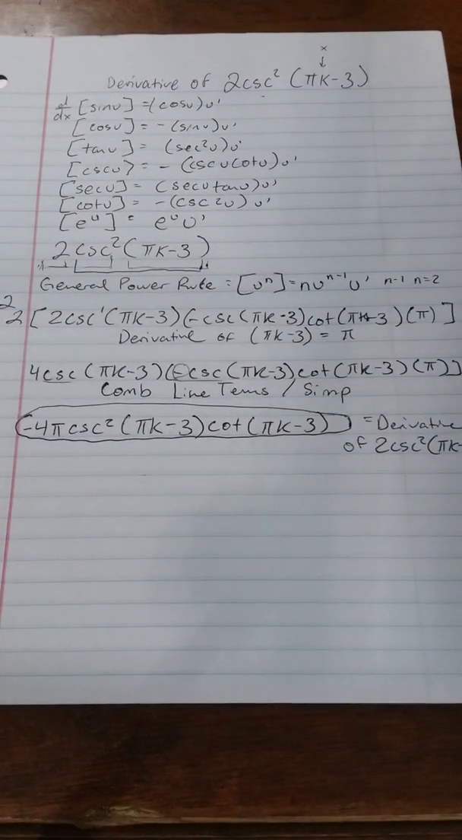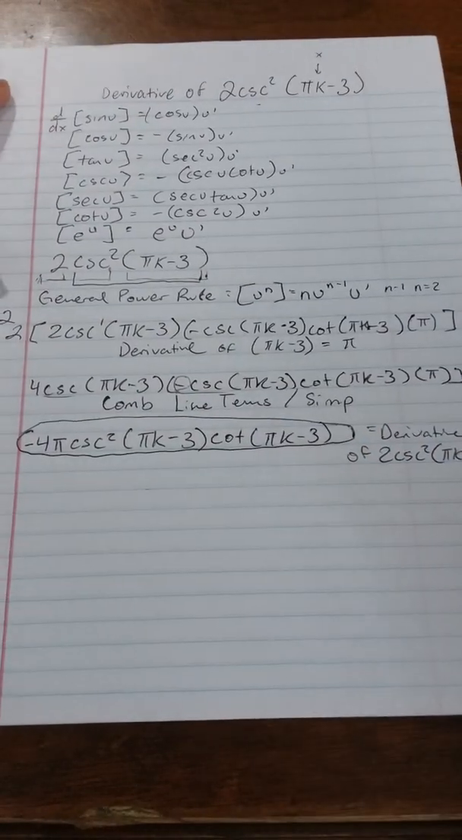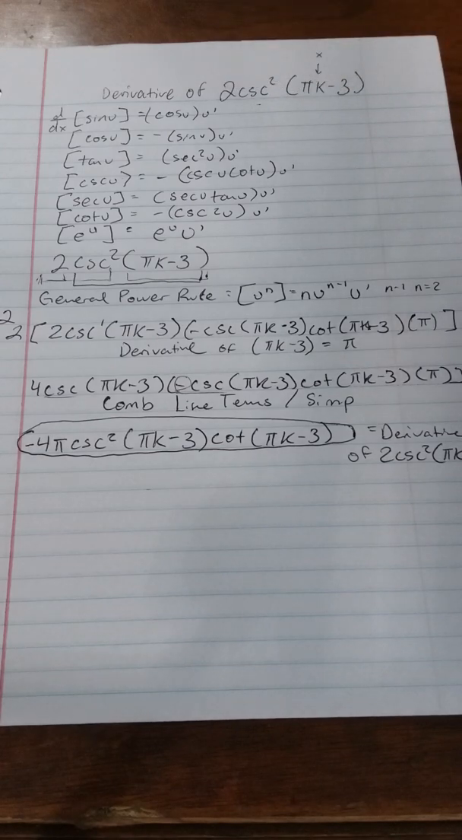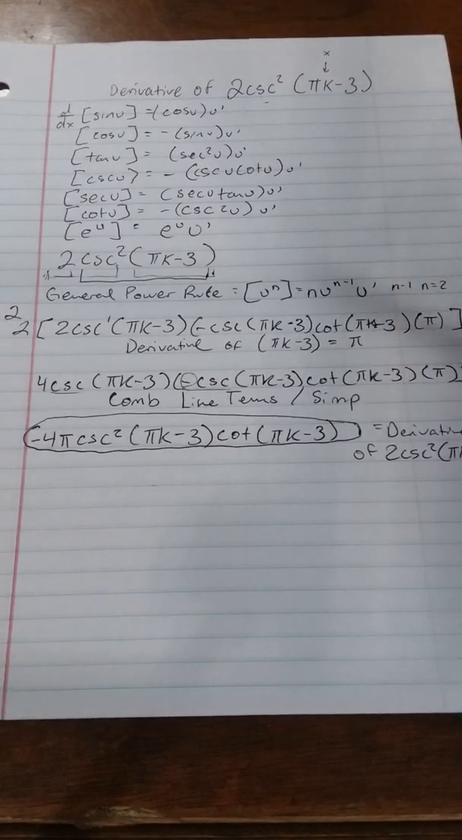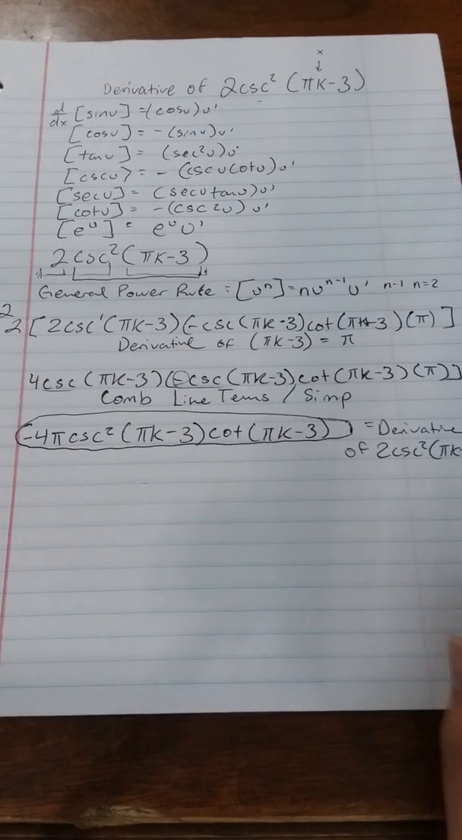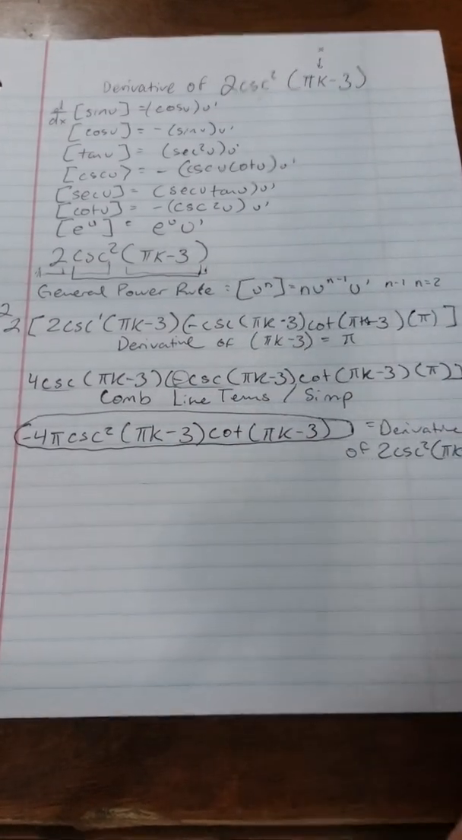And in conclusion, when using the chain rule to find derivatives of trigonometric functions, you're going to want to use the power rule, and especially one of these transcendental functions with the chain rule. You're going to do some simplifying, combining like terms, and then you'll get your final answer.